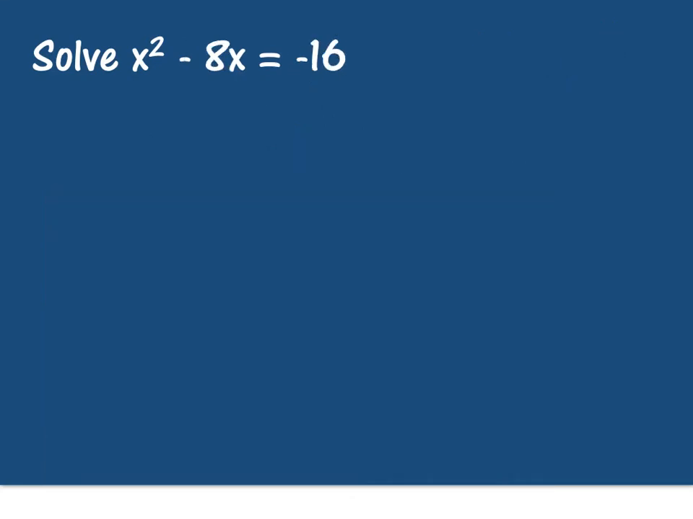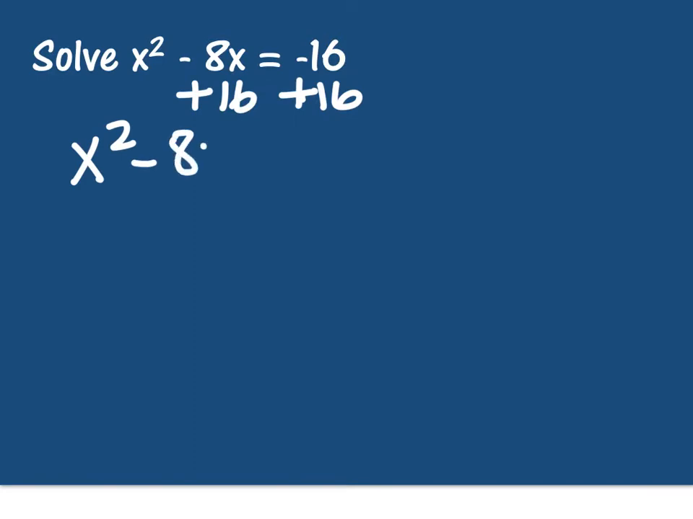Here's the next equation. x squared minus 8x equals -16. And again, I want to get that -16 over with the other 2 terms. What's the opposite of -16? Positive 16. So I'm going to add 16 to both sides. And I'll get x squared minus 8x plus 16 equals 0. Once again, when I put it in there, I'm not going to put the equals 0.